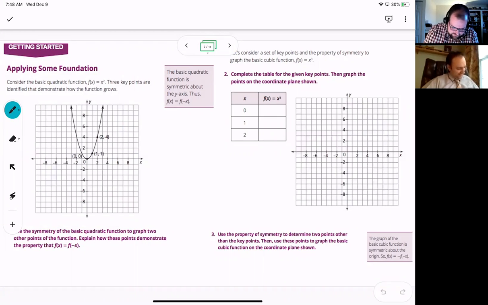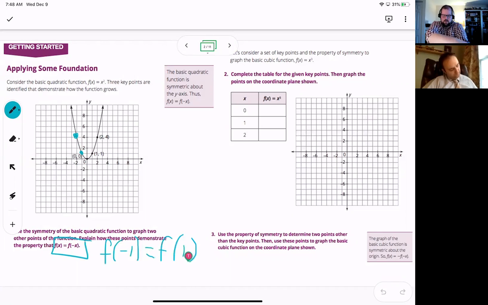There we go. So we got x squared. We have 3 points of x squared. Use symmetry of the basic quadratic function to graph 2 other points. Okay, so if they have (1, 1), that means I have (-1, 1), and (-2, 4). So that's showing f of negative x is f of x, because when I plugged in a negative, f of negative 1 was the same as f of 1. And f of negative 2 is the same as f of 2. That's the symmetry about the y-axis. And we know that's because if we plug in a positive or a negative number to that thing squared, you get the same output. Yes. Cool.